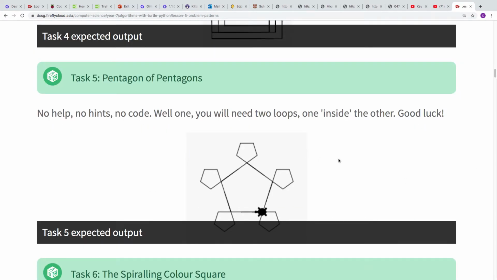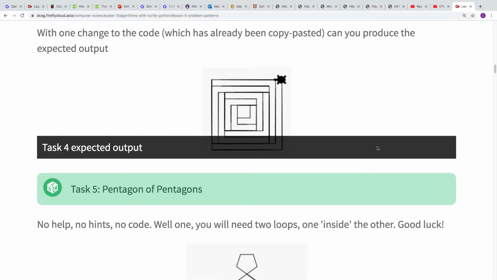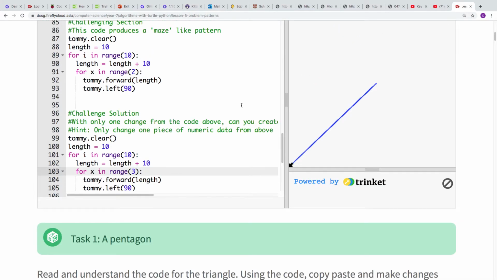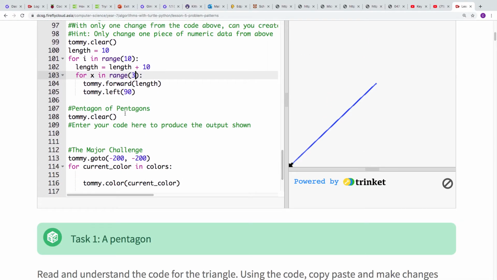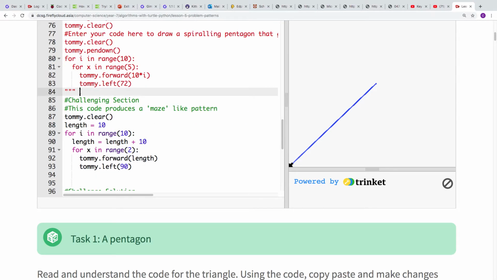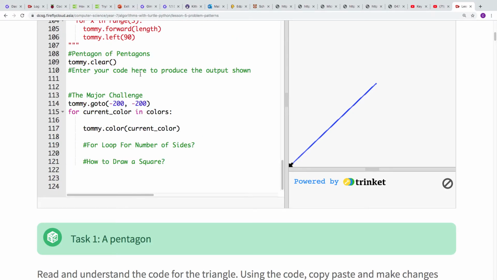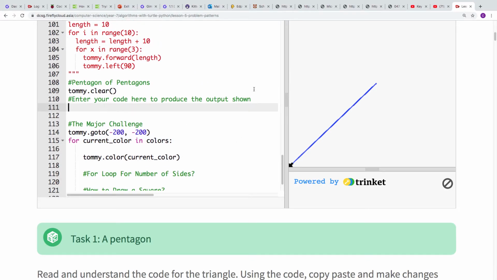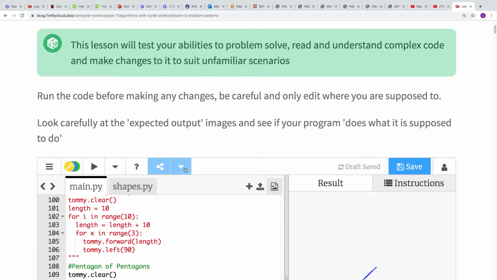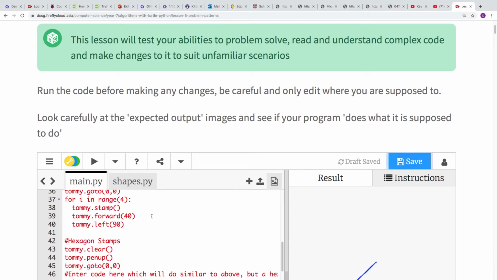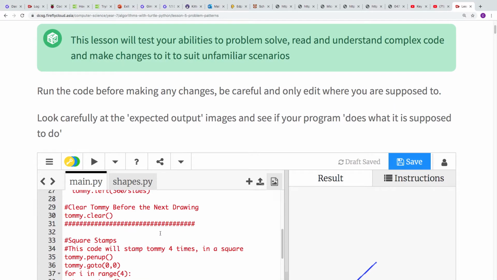The next one is a pentagon of pentagons. Oh my goodness, that's going to be tricky. So same again, let's put those 3 speech marks in to ignore this piece of code. 3 more there. Alright, so it'll just run here. We've got the output to be shown there, and then we've got this last challenge to do, like a staircase. Should we start off with a pentagon? Yeah. Okay, we had that earlier, didn't we? Yes.